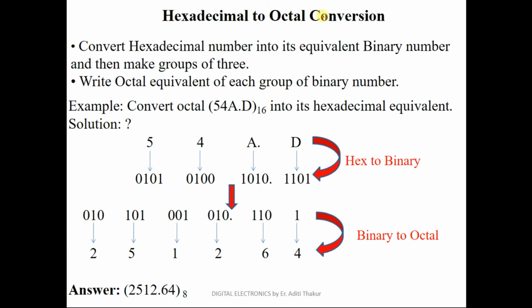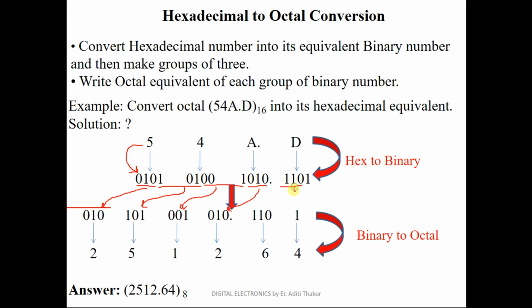Similarly, hexadecimal to octal conversion. In this also, we just have to write the hex number into its binary equivalent with groups of 4. After that, we will separate it into groups of 3 like this. So we will write 010 here, 101 here, 001 here, and 010 here. Now what about after the decimal point?